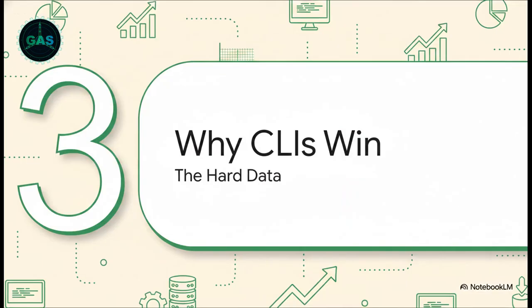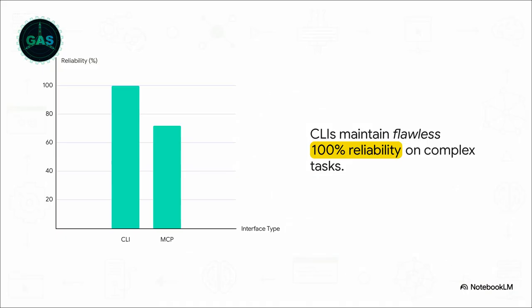All right, on to Section 3. Why CLIs win for agents, the hard data. This is where it gets really interesting. As complex tasks get harder, benchmark data proves that CLIs maintain a flawless 100% reliability rate. Meanwhile, those bloated MCPs, they fail nearly 30% of the time, dropping all the way down to a 72% success rate. And let's be real, when you're building critical workflows for your small business, a 28% failure rate is simply unacceptable. You need your agents to execute flawlessly every single time.